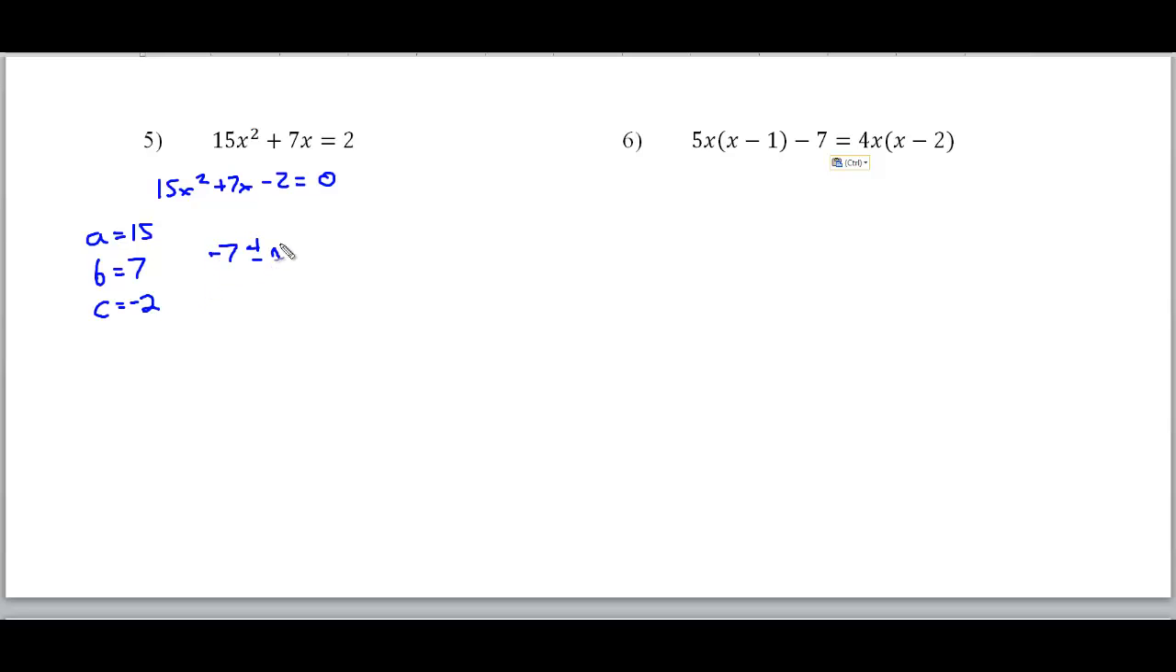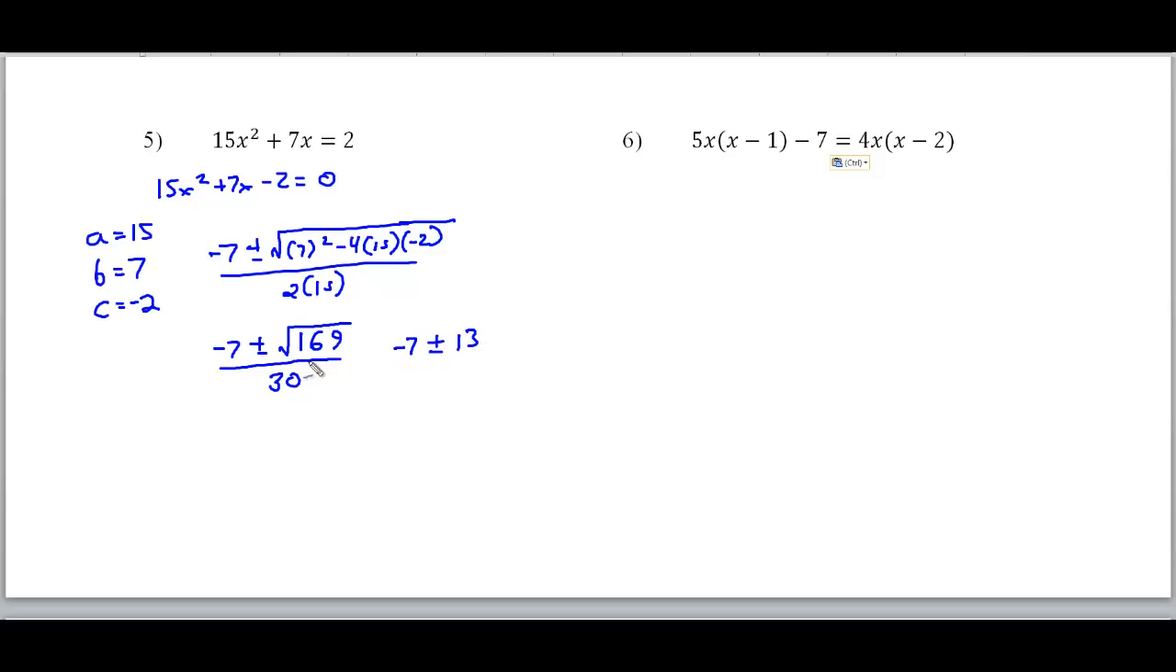Negative b plus or minus the square root of b squared, in this case parentheses 7 squared, minus 4 times a, which is 15, times c, which is going to be my negative 2, all divided by 2a, which is 2 times 15. So negative 7 plus or minus, and here we have, if you do all of this correctly, you get 169. Now what's different about this problem than the other 4 that we've had before it is the square root of 169 is a perfectly rootable number. So let's keep going and have our 2 times 15, which is 30. So this is negative 7 plus or minus 13.